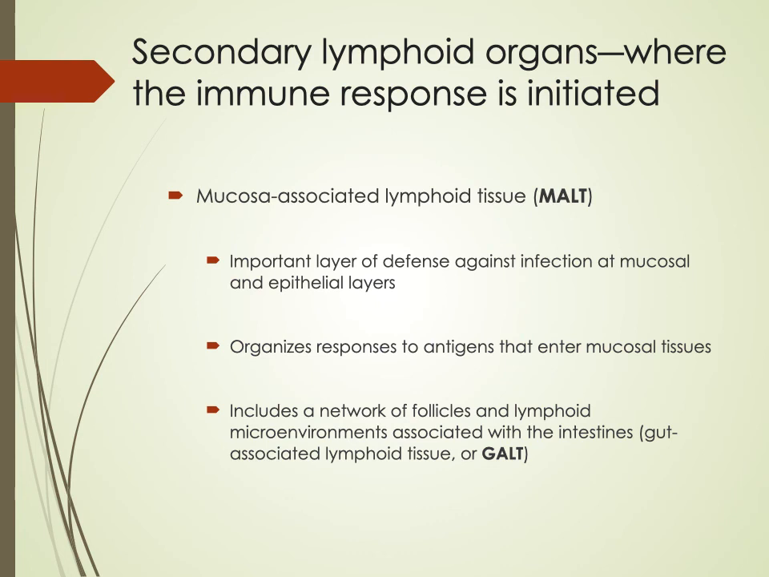Another type of secondary lymphoid tissue is the mucosal associated lymphoid tissue, or MALT. So this is an important layer of defense against infection in areas where we have mucosal and epithelial layers. Most epithelial layers are also going to have mucosal layers to them, and so this is where we might see MALT being present. And as I've mentioned, this is similar to GALT. GALT is just specific to the gut-associated lymphoid tissue.